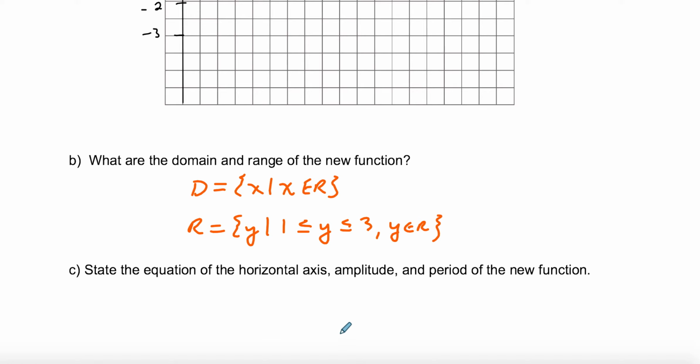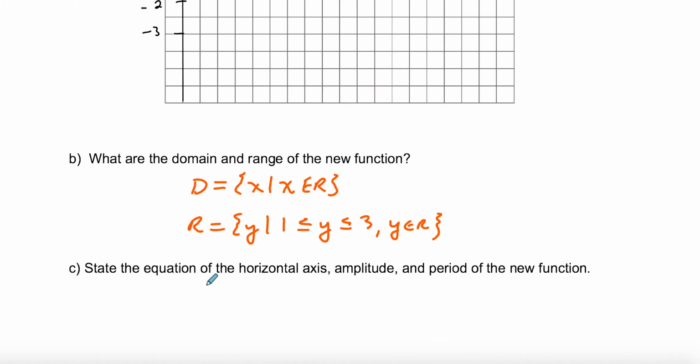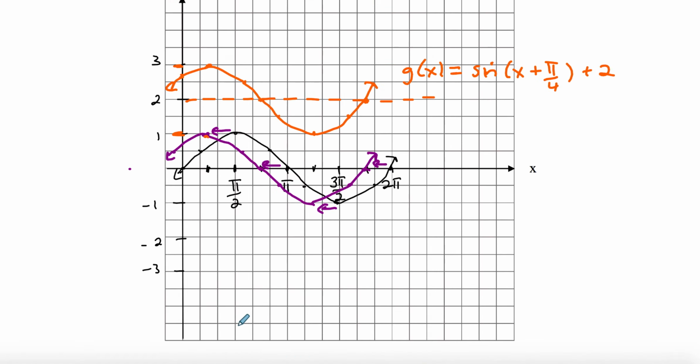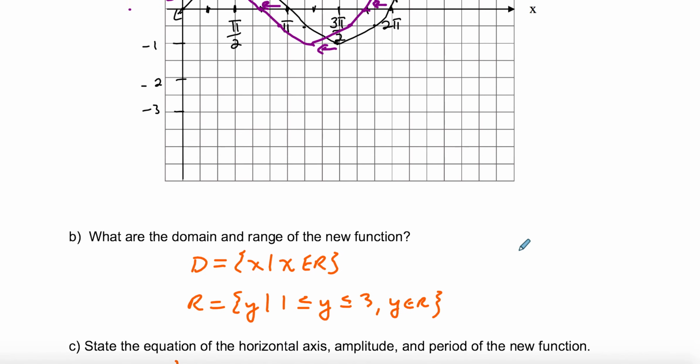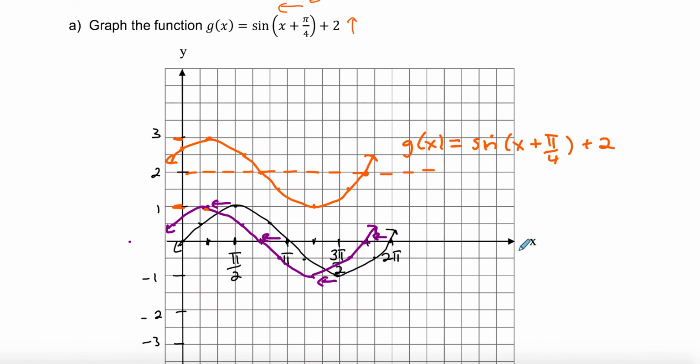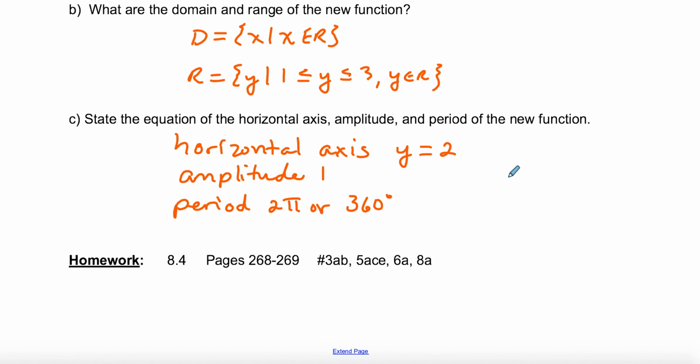If we look at our horizontal axis, it is moved up to y equals 2. And our amplitude, though, is still just 1. We're going up 1 unit from the horizontal axis to the maximum point. And the period is still 2 pi. What is different about this function here is that we did have a phase shift. A horizontal translation is also called a phase shift of negative pi over 4.